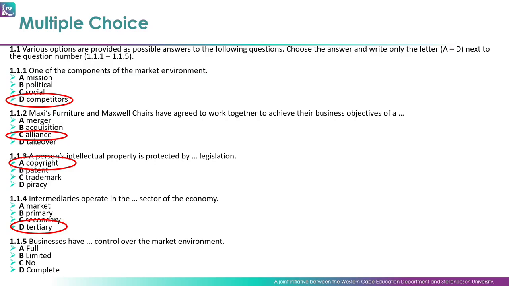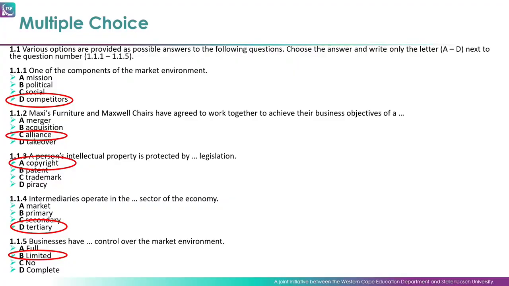Businesses have what control over the market environment? Limited control. Some might say no control, but have influence. So keep that in mind if those are some of your options. Multiple choice, that is, do not offer two answers. We did mention that earlier. As you can see, it is a warning because we have seen it on numerous occasions. And again, please offer an answer. Don't leave it blank.